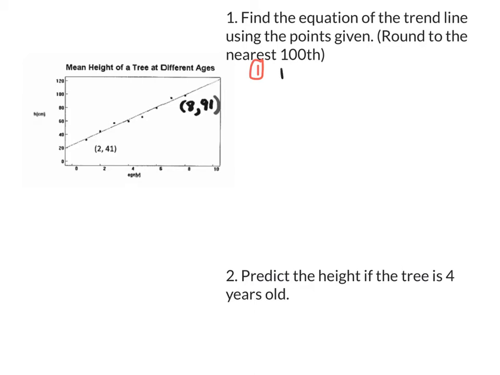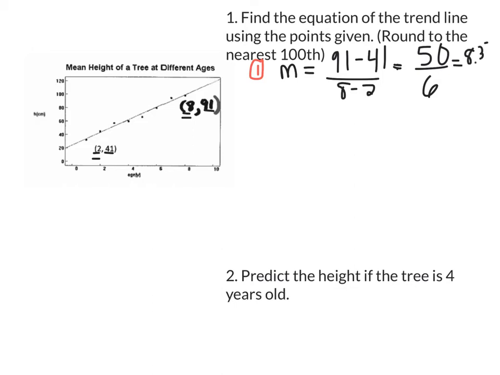So our slope is change in y, so y2 minus y1, 91 minus 41, over change in x, 8 minus 2. That's going to give me 50 divided by 6, which we're going to plug in our calculator to see what we get. And when we do 50 divided by 6, we get 8.33333, which we're going to round to 8.33. Hundredths is 2 decimal places. Now, our second step is to find the y-intercept.